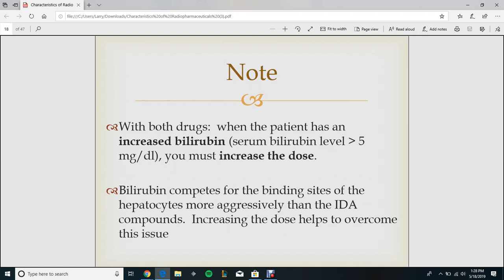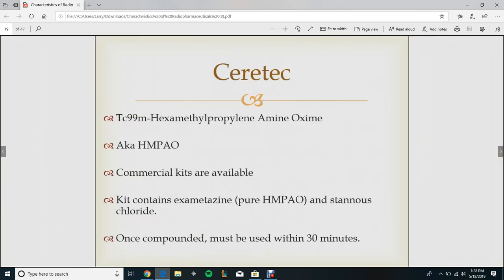And to note, with both drugs, when the patient has increased bilirubin, a serum level greater than 5 milligrams per deciliter, you must increase the dose. The bilirubin competes for binding sites of hepatocytes more aggressively than the IDA compounds. Increasing the dose helps to overcome this issue.